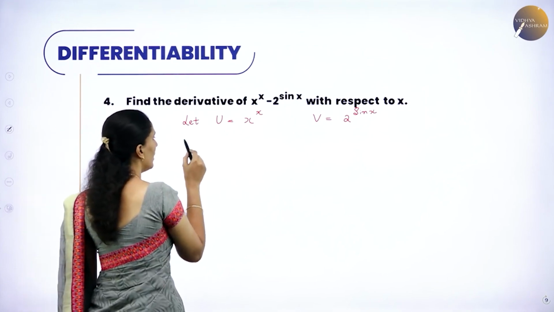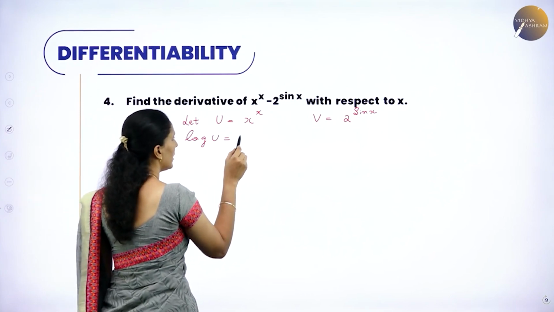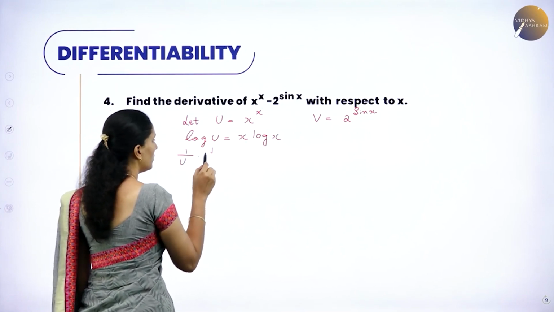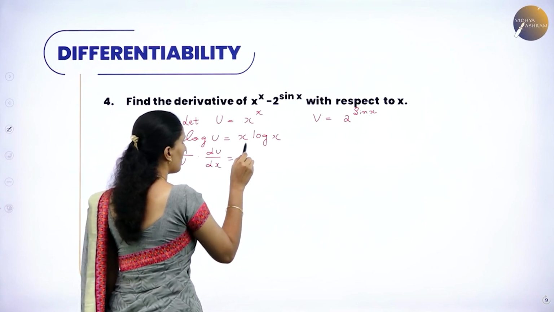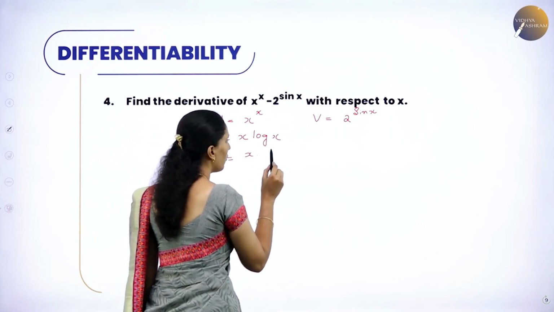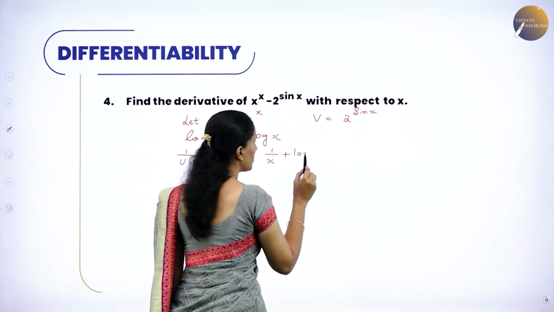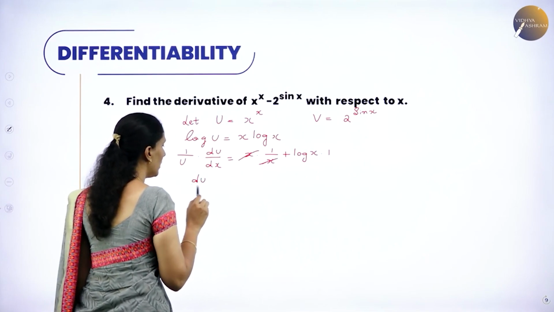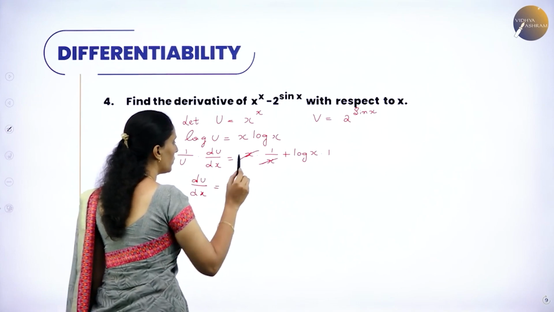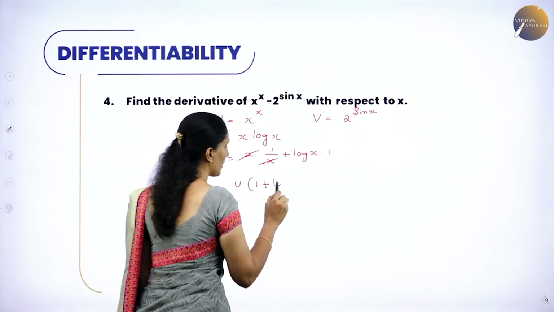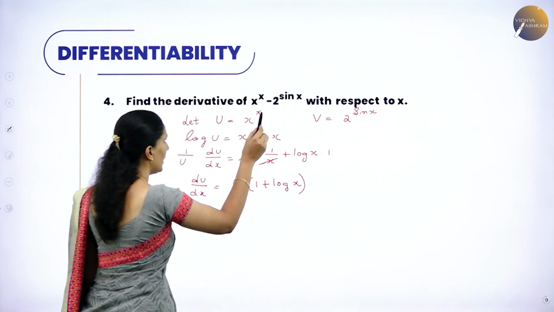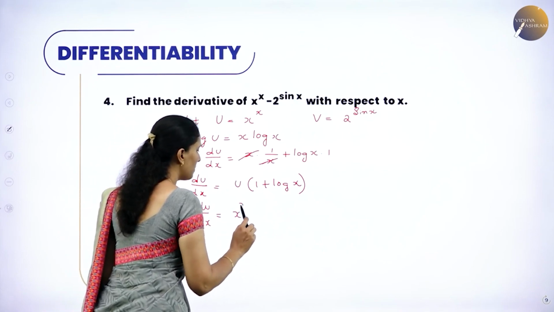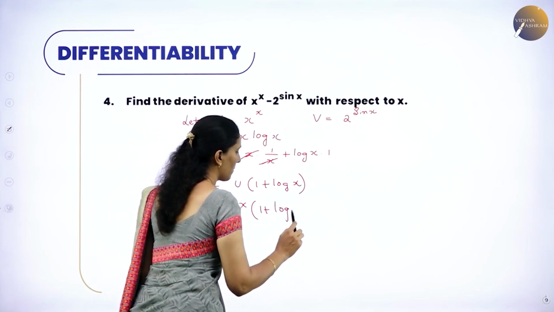So therefore, here let me apply log to u. Then it becomes x log x. So let us differentiate it. 1 by u into du by dx. Let us apply the product rule. First function, derivative of log x is 1 by x, plus second function, derivative of first is 1. X gets cancelled. So I get here du by dx is equal to, shifting u here, u into 1 plus log x. What is u actually? X power x. So therefore, du by dx is equal to x power x into 1 plus log x.